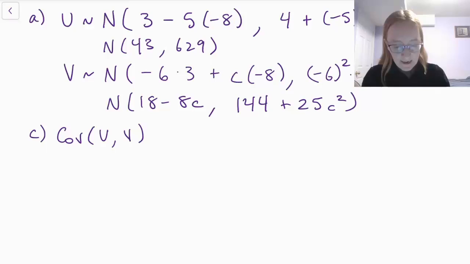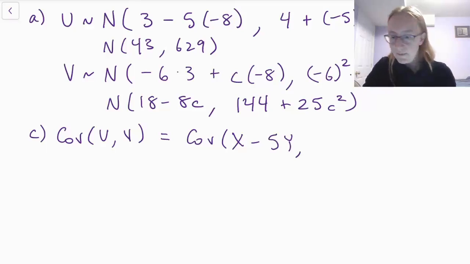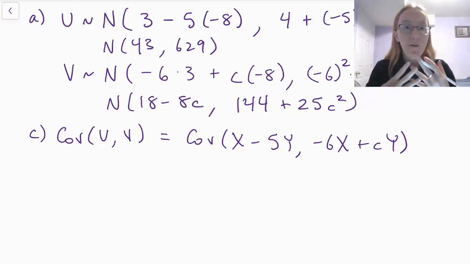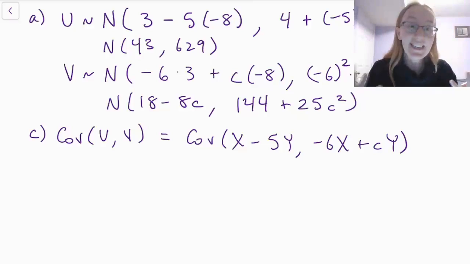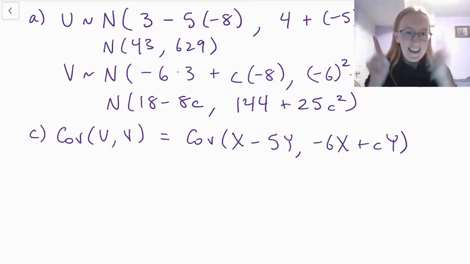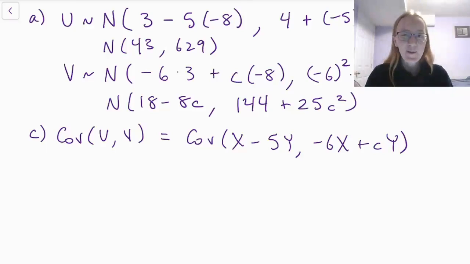So the covariance of U and V is just, well, we can sub in the definitions. This is the covariance of X minus 5Y with V, which is negative 6X plus CY. And so we can use the rules for covariances of linear combinations. It's basically exactly the same way that you would multiply 2 polynomials with 2 terms in it together. If you've ever heard the acronym FOIL, you go first, outside, inside, last. If you've never heard that, now you have heard a thing. So you exactly do that.